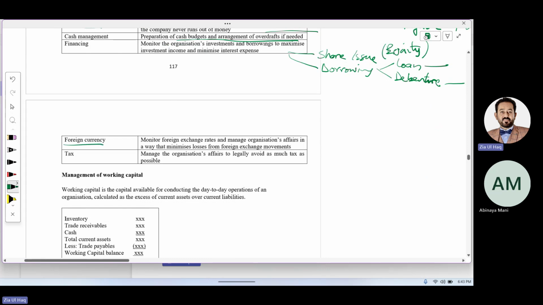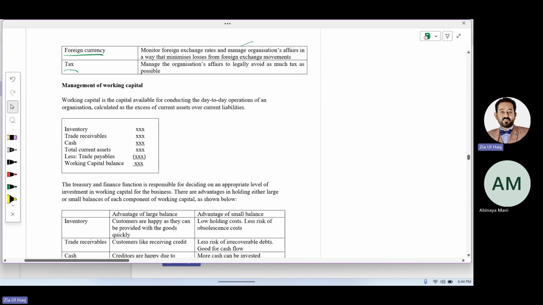Foreign currency, if company is involved in import and export and currency rate are fluctuating, how to manage that? That is called foreign currency. It's a role of treasury department. Or managing tax, how company can minimize the tax liability. It's a role of treasury department. Because in tax, company is paying money. So how company can pay minimum tax money? Who will decide? Treasury department.